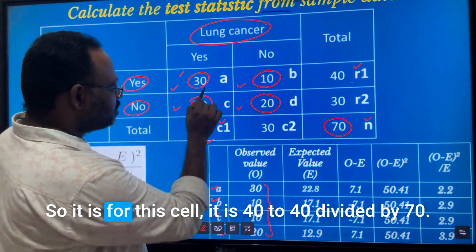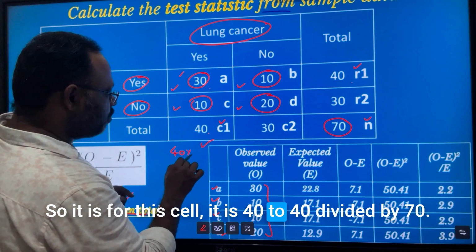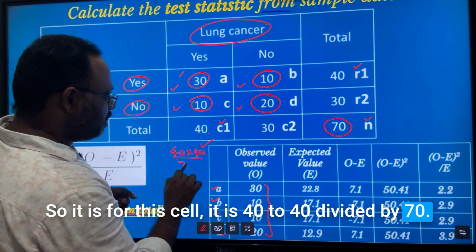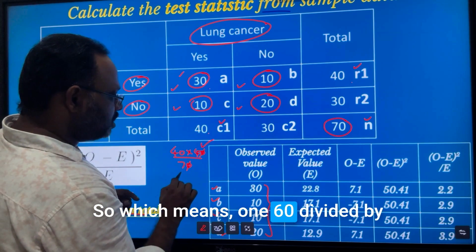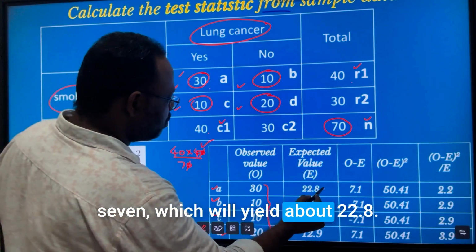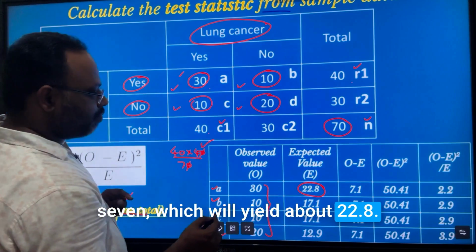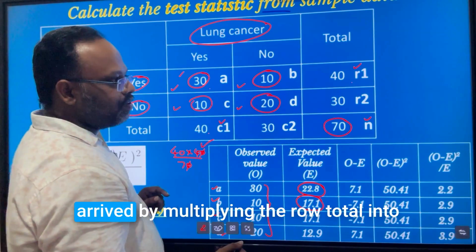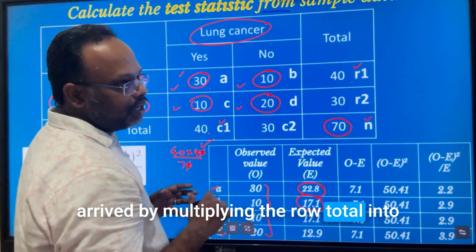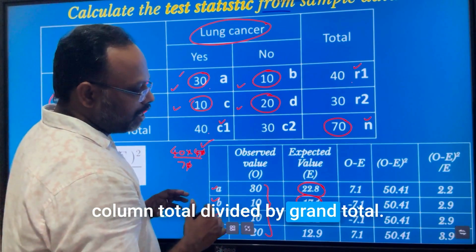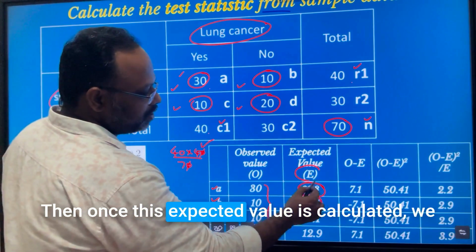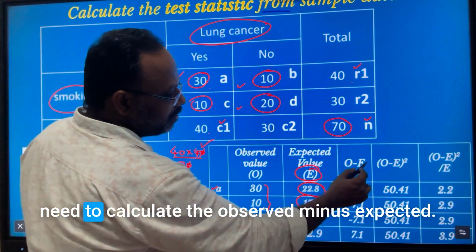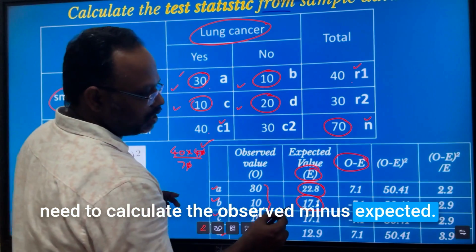For this cell, it is 40 into 40 divided by 70, which means 160 divided by 7, which will yield about 22.8. In the same way, all the cell values are arrived at by multiplying the row total into the column total divided by the grand total. Then once this expected value is calculated, we need to calculate the observed minus expected.